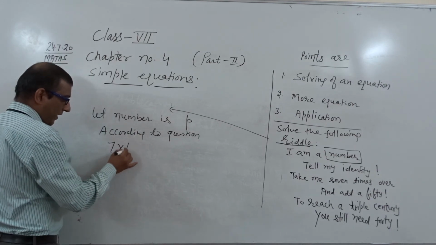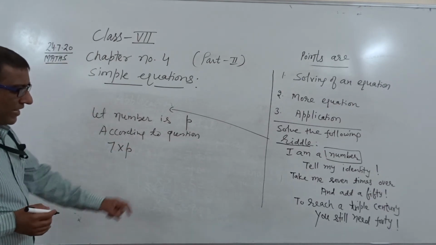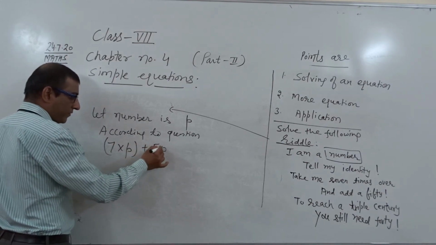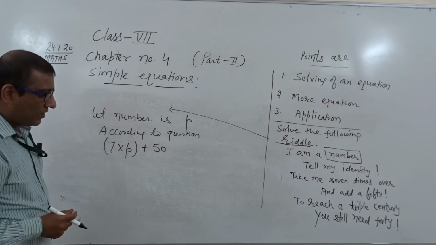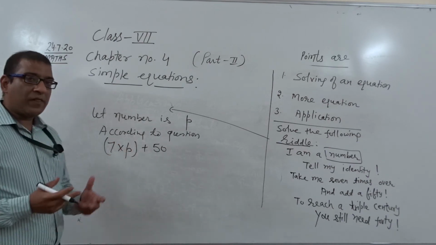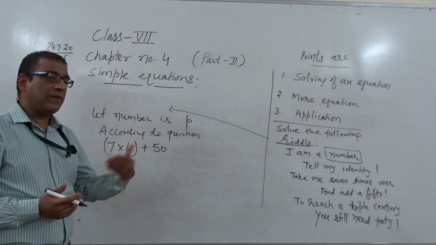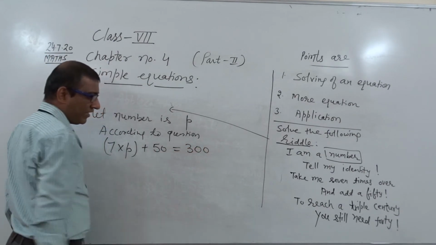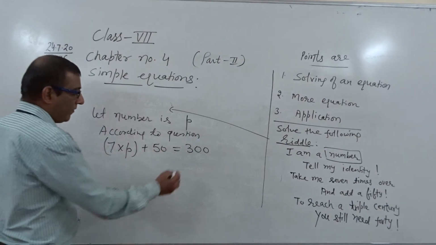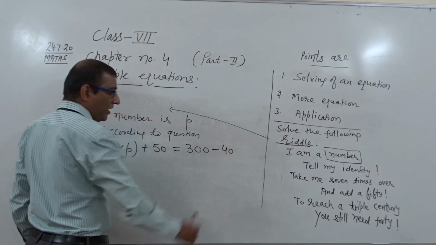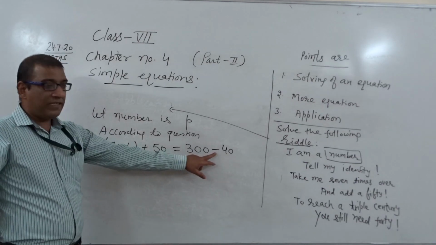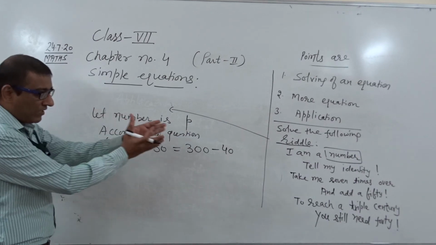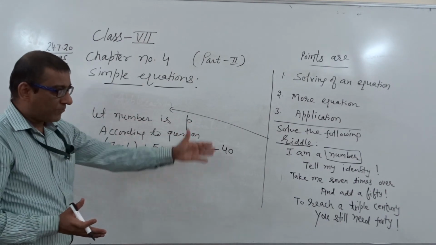7 times of p. Then it is written, and add 50, so we will add 50 with a plus operation. To reach a triple century: triple century means 300, 3 multiplied by 100. So we will write an equal sign and then 300. You still need 40, it means we require 40. That's why I am taking a minus sign here. So this is the setup of an equation as per the given riddle.